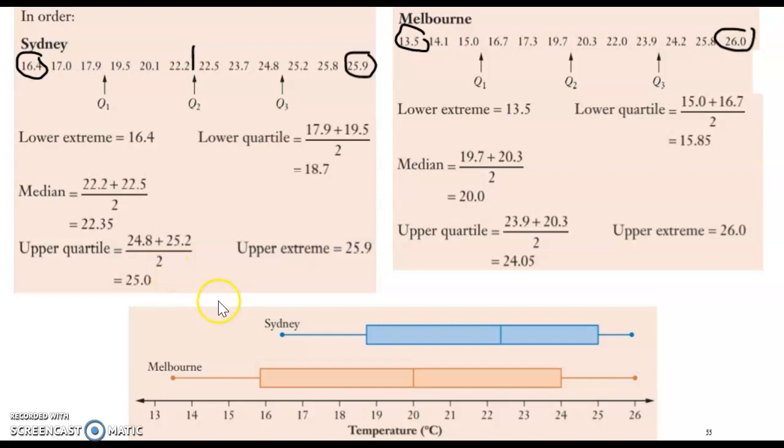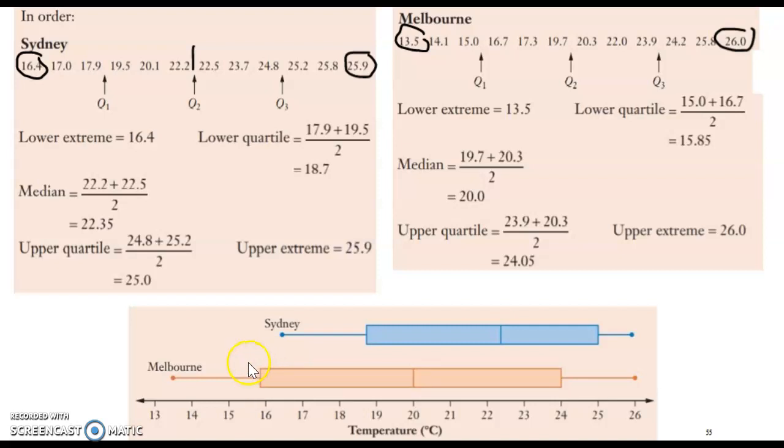The next thing you do is draw one of the graphs, and they've chosen to do Melbourne just above the graph, and you plot your 5 figures. So here's the lowest score here, 13.5 for Melbourne. The first quartile was 15.85. So you approximate where that's going to be, and that's where you start your box.